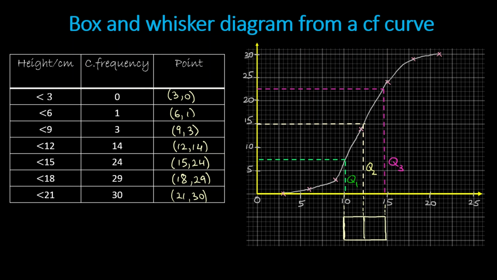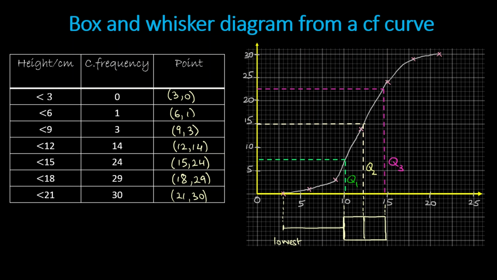Now we have to draw the two whiskers on either side. The lowest value of the data is here. It was 3. So we extrapolate this value of 3. Right? And always remember the whisker has to be in the middle. So this is the middle line. And here is the left whisker. Right? So this is the lowest value of the data.